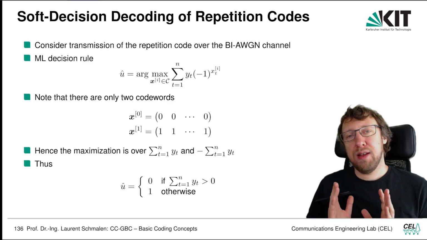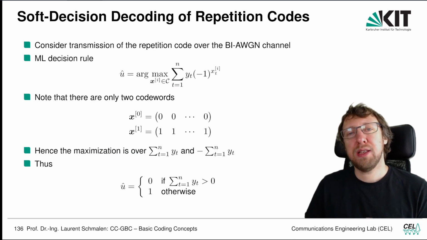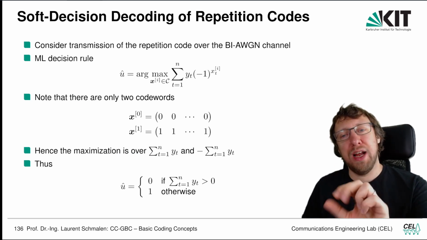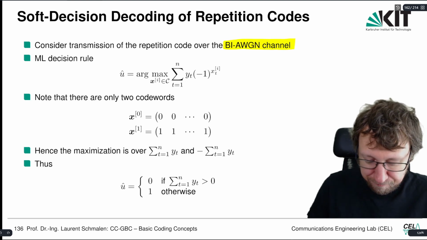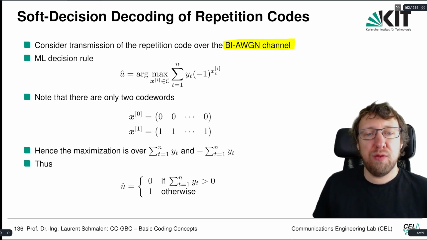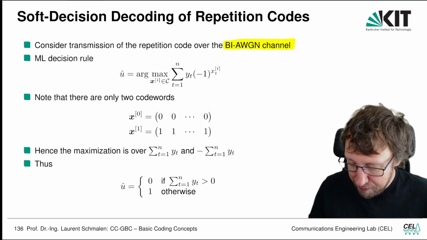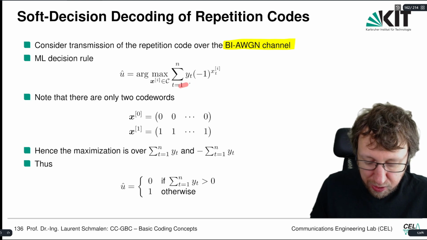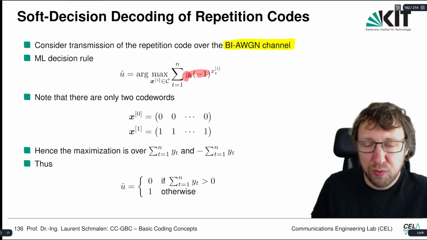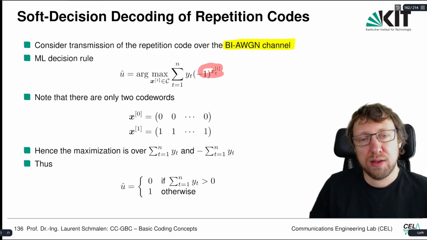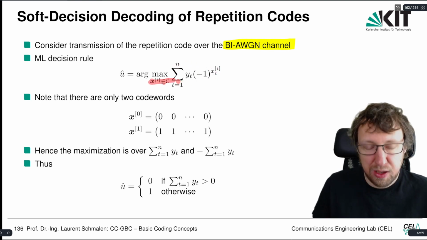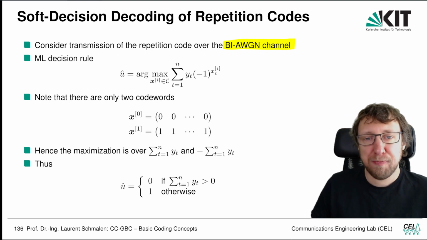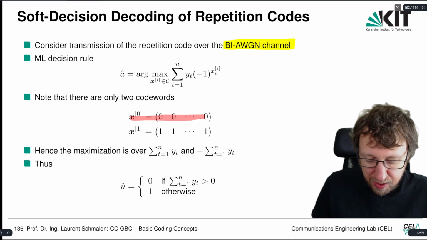So now we're looking at soft decision decoding, which means we don't make a hard decision at the output of the channel anymore. We use the full channel output. We have a binary input AWGN channel. And we start with the general maximum likelihood decision rule. So we have u hat is equal to the maximum correlation of the received word and the BPSK modulated code words. So we calculate this correlation. We calculate it for every possible code word. We have two code words, so x0, x1, and we insert x0 and x1 here.